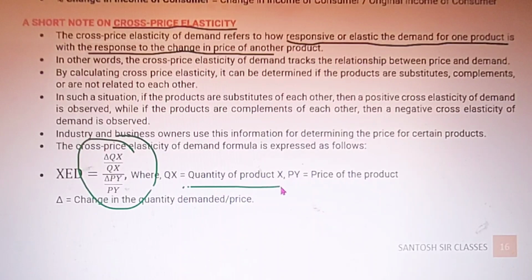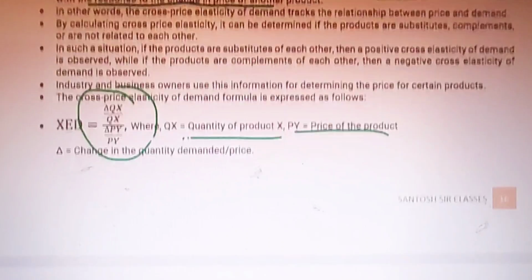QX is the quantity of the product X, PY is the price of the product, okay, and this is the formula. Delta stands for change in quantity demanded of X by change in price of commodity Y by the price change. So this is on cross elasticity.